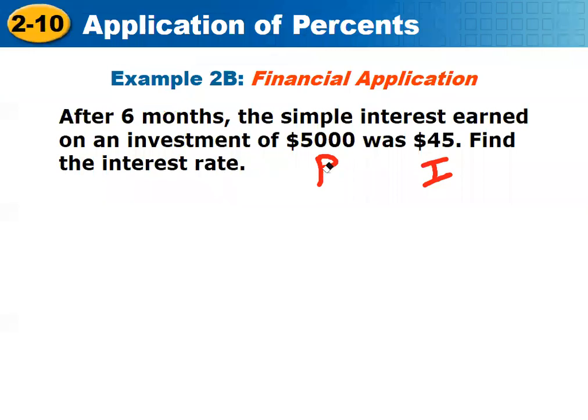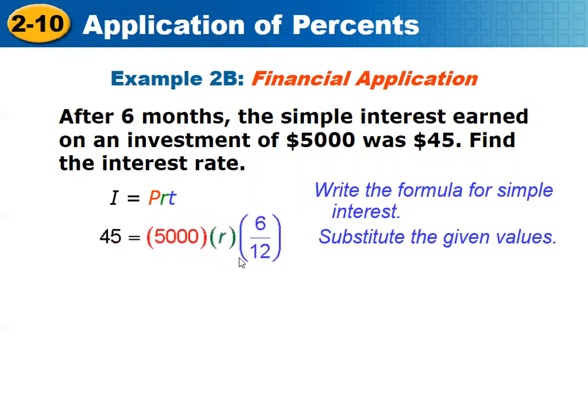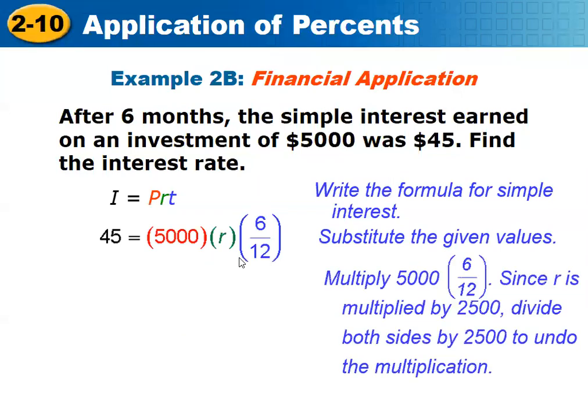Then let's solve the question together. First, write the formula for simple interest. Okay, with all my pleasure. The formula is interest equals principal times R times T. After that, substitute the given values. Okay, so 45 equals 5,000 times R times 6 over 12. And I think you know now why I divided by 12.